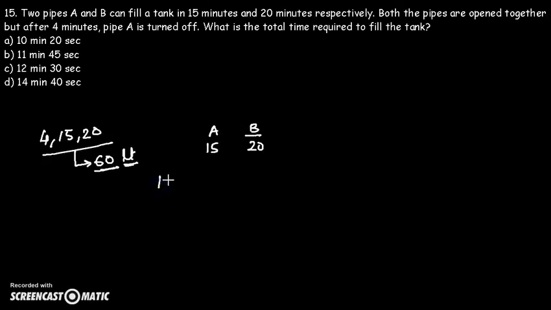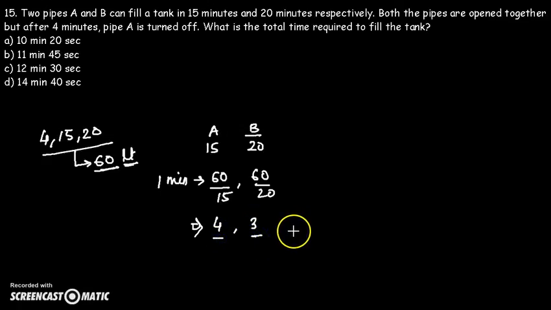So in 1 minute, A fills in how much? 60 upon 15 and B 60 upon 20. Or you can also write this is 4 and this is 3. 4 and 3 liters is being poured in by pipes A and B in 1 minute.